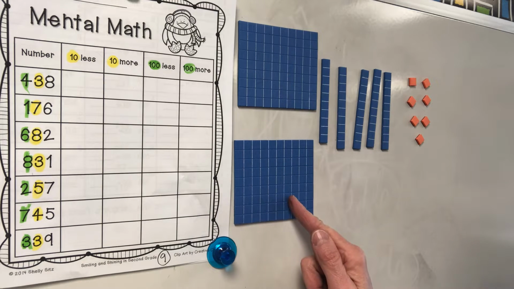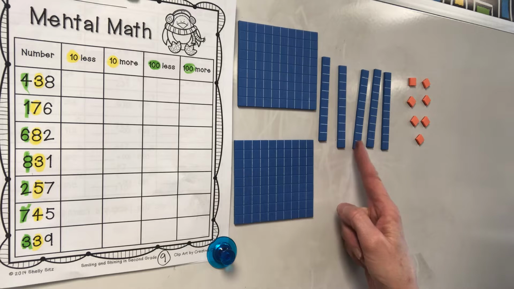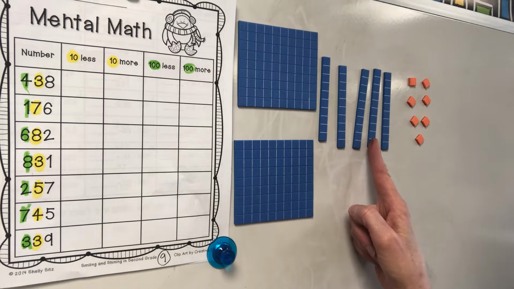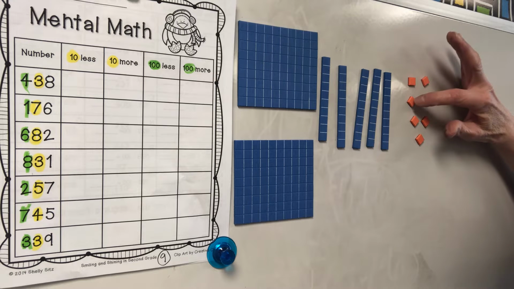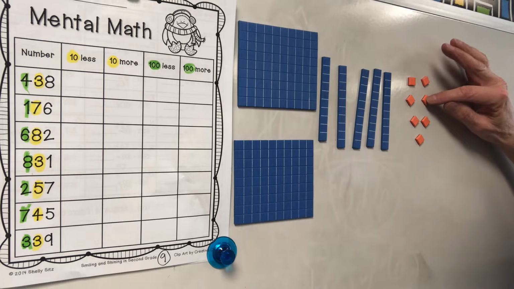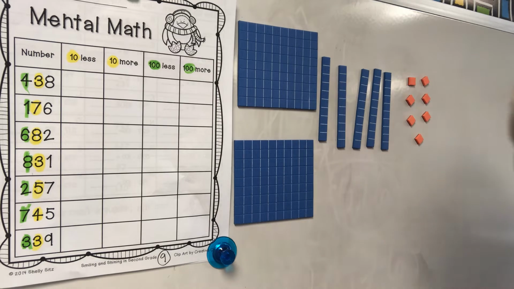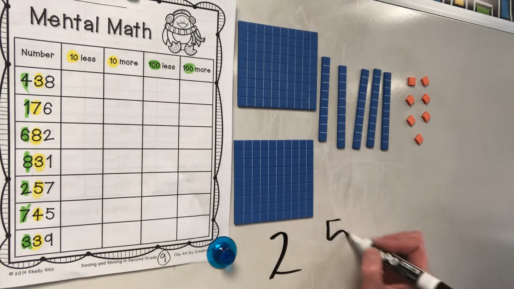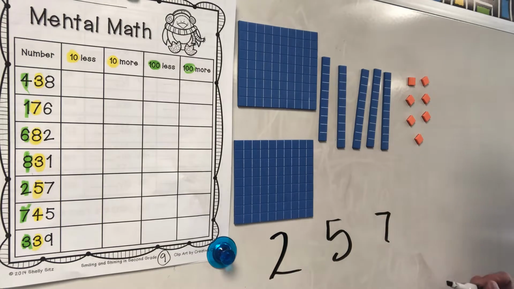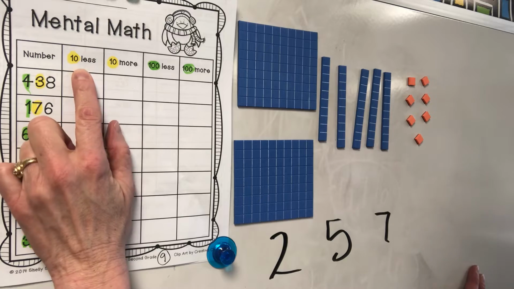Okay, let's count. 100, 200, 210, 220, 230, 240, 250, 251, 252, 253, 254, 255, 256, 257. So our number is 257. All right? So now when we go back to our paper, it says 10 less.